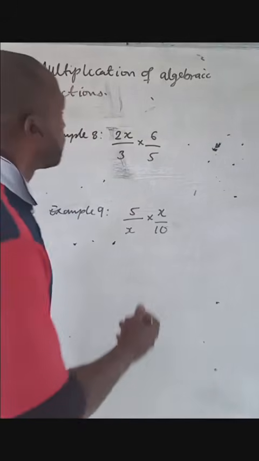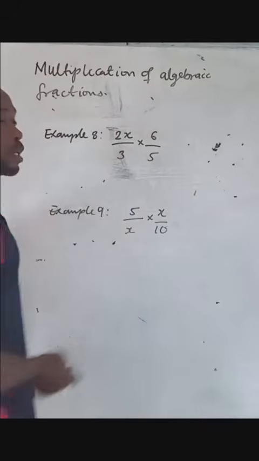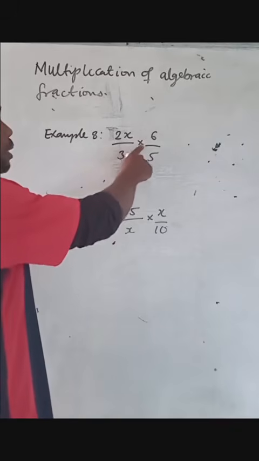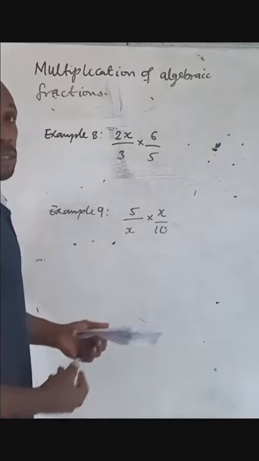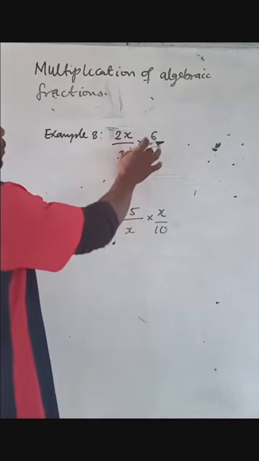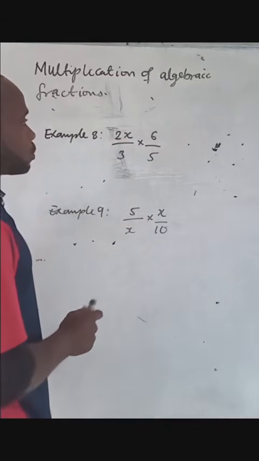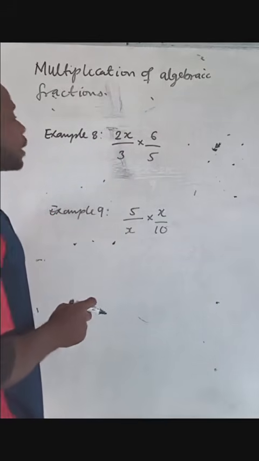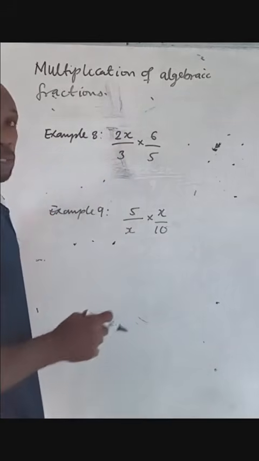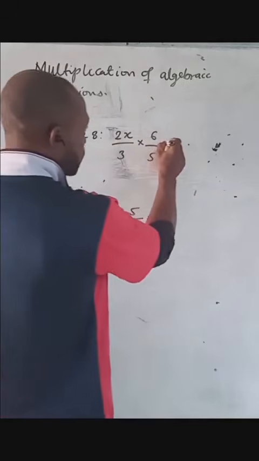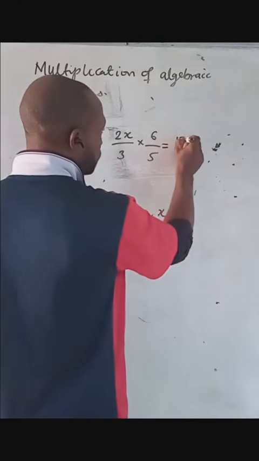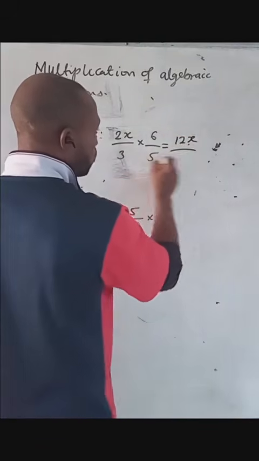Example 8, multiplication of algebraic fractions. 2x all over 3 multiplied by 6 all over 8. So when you have this type of expression, what do you do? You multiply the numerators together, then you also multiply the denominators together. So this expression will now become 2 multiplied by 6 is 12x. Then we have 12x all over 24.